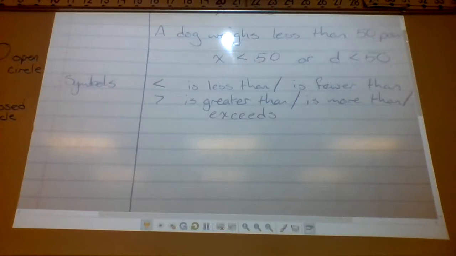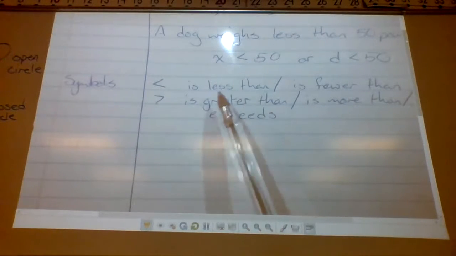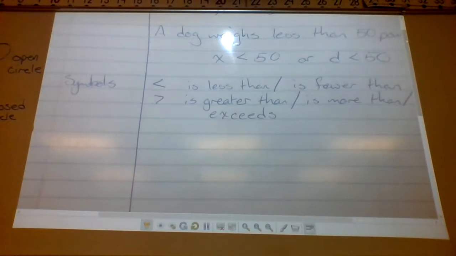If you see wording that says is greater than, is more than, or exceeds, notice less than means subtract. Is less than means the inequality. Greater than means to add, but is greater than means the inequality. The one word, is, makes all the difference.